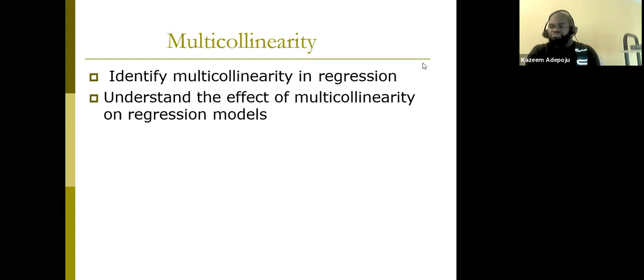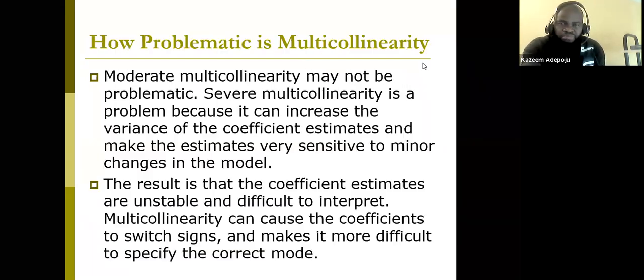And what do we actually mean by multicollinearity? Multicollinearity means predictor variables that are correlating. When predictor variables correlate, that could be problematic to a model. That is the reason why I'm going to walk you through how you can identify multicollinearity in regression, and how you can understand the effect of multicollinearity on multiple regression models.